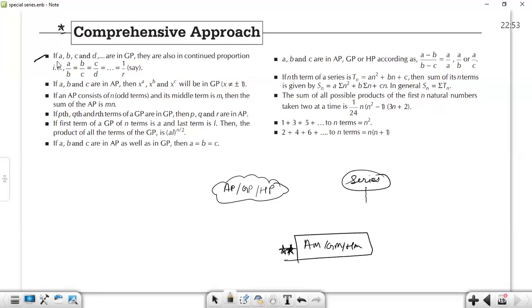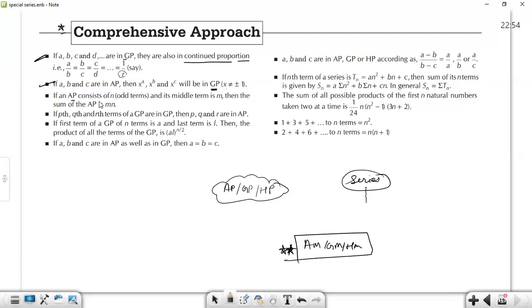Let's have a look. If A, B, C, D are in GP, then they are also in continued proportion: A by B equals B by C equals C by D, which is the common ratio. If A, B, C three numbers are in AP, then if they are raised to some power x, they will also be in a GP, where x has not to be plus minus 1.